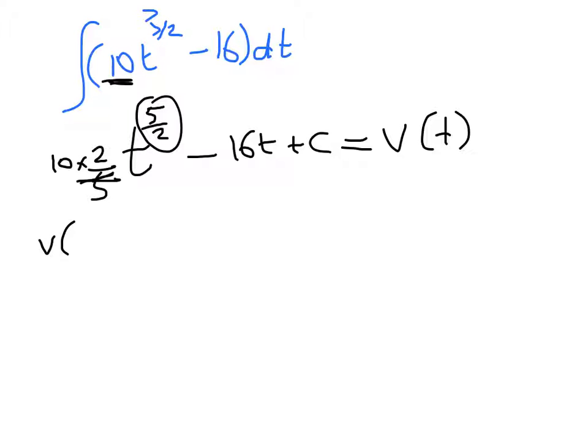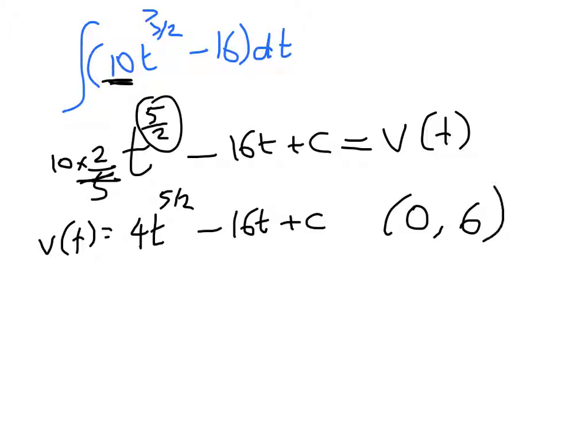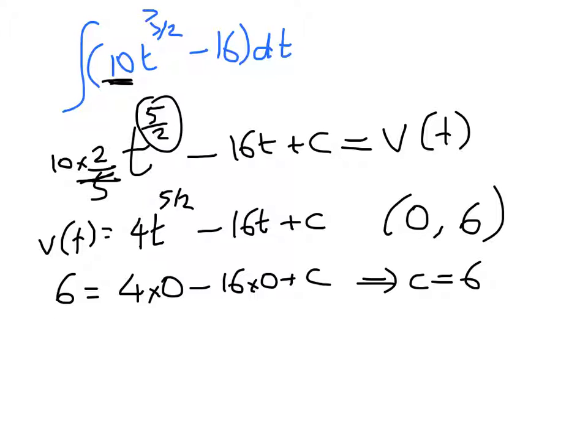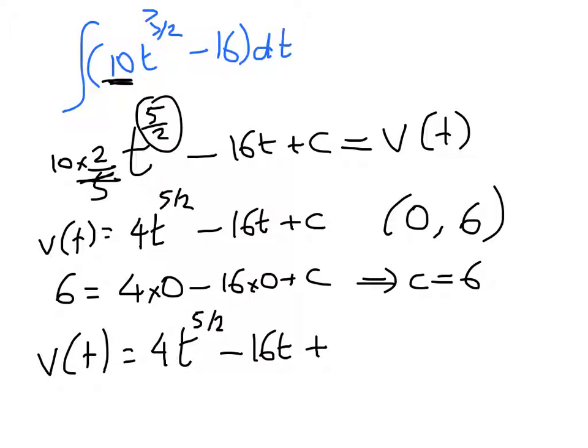So we get v of t is equal to 4t to the 5 over 2 minus 16t plus c. Now we know that when t is 0, v is 6. So we're going to substitute those points in. We have 6 is equal to 4 times 0 minus 16 times 0 plus c. So c is 6, which tells me my equation is v of t is equal to 4t to the 5 over 2 minus 16t plus 6.